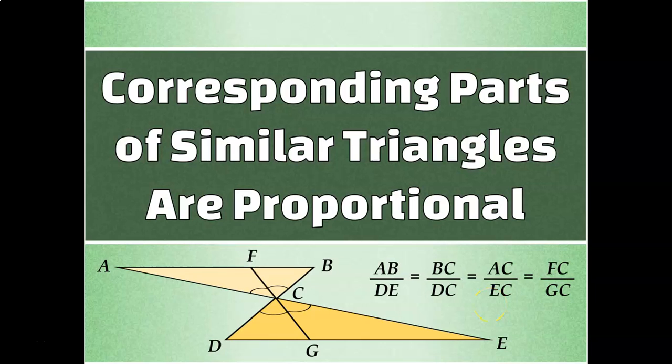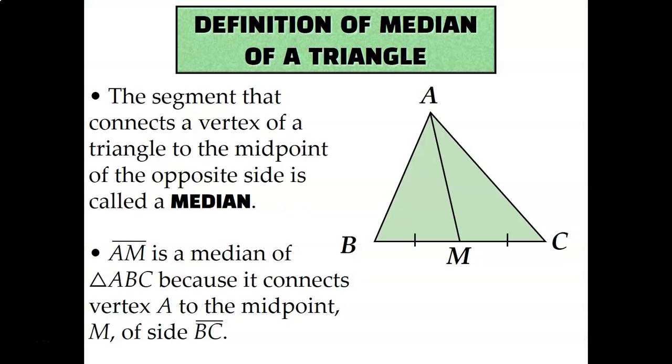Let's talk about how corresponding parts of similar triangles are proportional. That might sound familiar to something we learned in first semester, which is that corresponding parts of congruent triangles are congruent. But since this chapter we're dealing with similarity, we're going to say that the corresponding parts are proportional, not congruent. But first, let's learn some new parts of triangles.